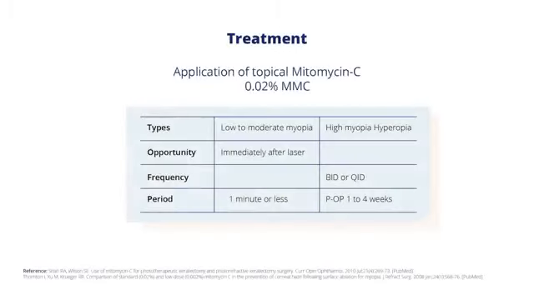The application of topical mitomycin C to prevent haze is highly recommended by most experts. 0.02% mitomycin C is the standard concentration used. For low to moderate myopia under 6 diopters, we apply mitomycin C immediately after laser ablation for 20 seconds to 1 minute. For high myopia, hyperopia, or high astigmatism patients, we apply it longer, from 1 minute to 2 minutes, then BID or QID for a 1 to 4 week period.